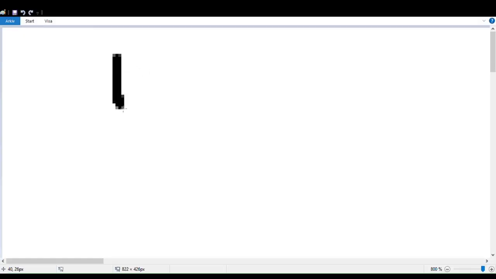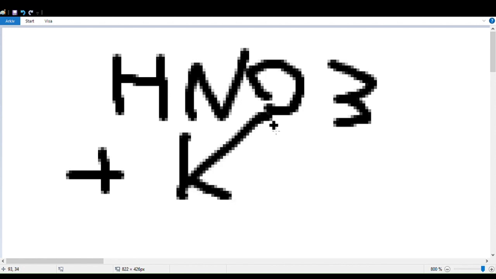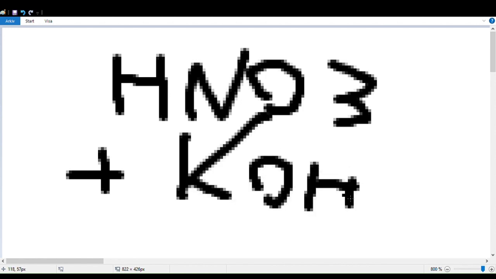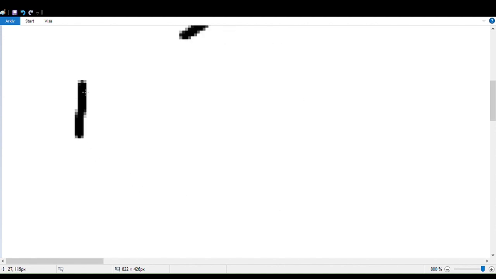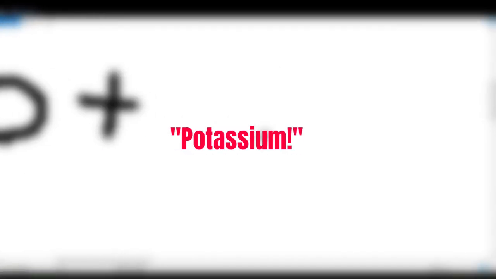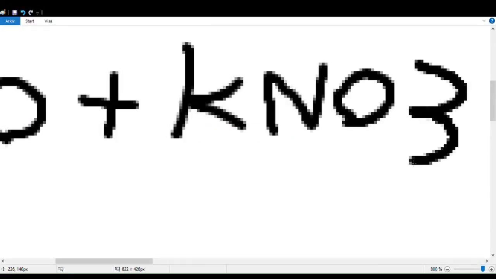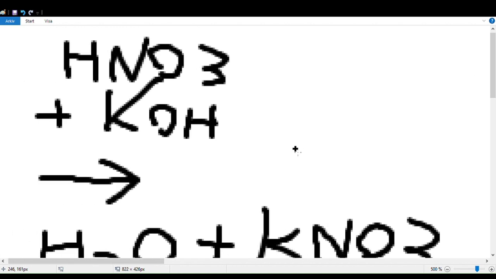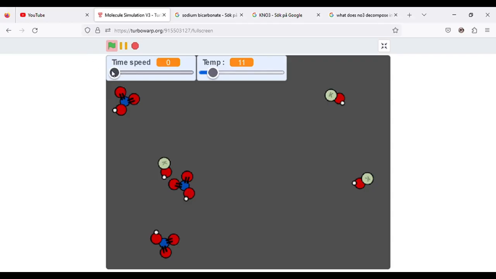our next reaction is going to be nitric acid, which is HNO3, and calcium hydroxide, which is KOH. Basically the reaction will produce water, of course, because they neutralize. And of course, it will form calcium nitrate. So we should see that reaction. Something to note is that you might see the calcium nitrate decomposing. Alright, let's do the reaction.